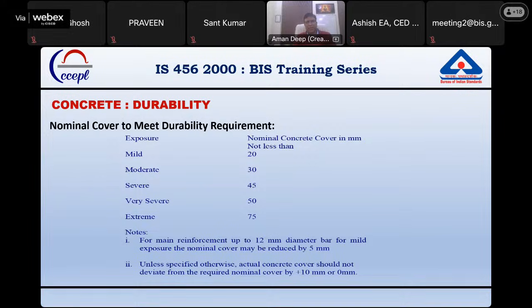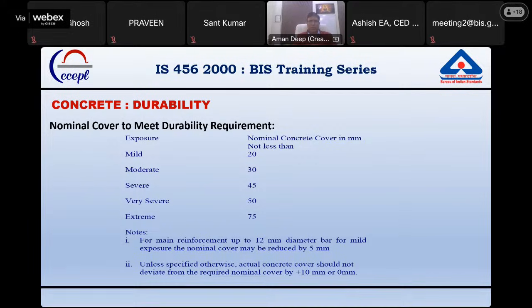If we have very mild exposure condition, normal exposure condition, the minimum cover of 20 mm may be good enough. But if we have some moderate type of exposure condition wherein there may be a risk of external attacks, then minimum 30 mm should be provided. If it is a severe environment or very severe environment, the requirement of cover goes on increasing.